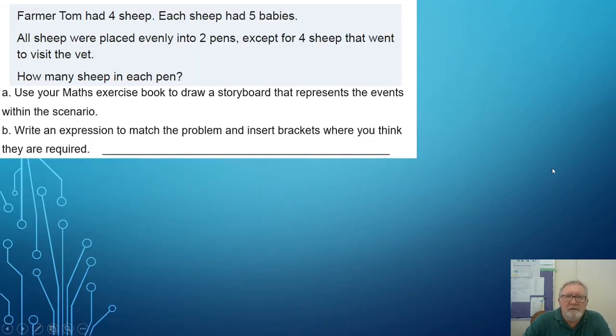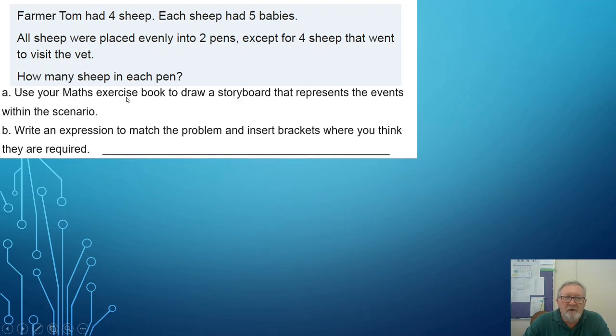Okay, so there's a little bit more information there to revise, to go through what we needed to do. Alright, so we've got some problems to solve now. Now, when we're putting together the expression, we've got to make sure it matches what's going on in the scenario or the story. So Farmer Tom had 4 sheep. Each sheep had 5 babies. All the sheep were placed evenly into 2 pens except for 4 sheep that went to visit a vet. How many sheep in each pen?